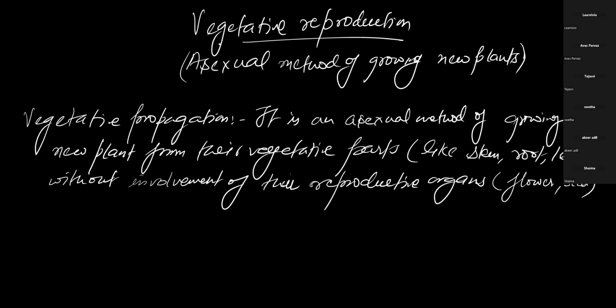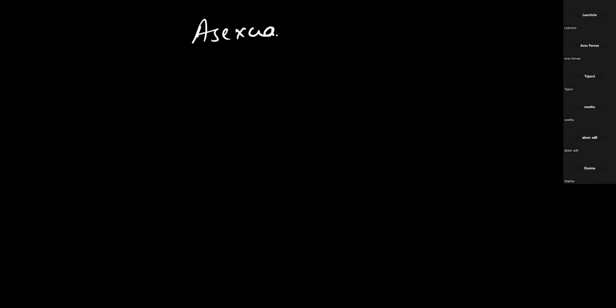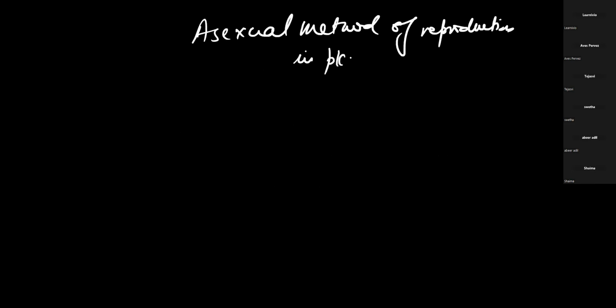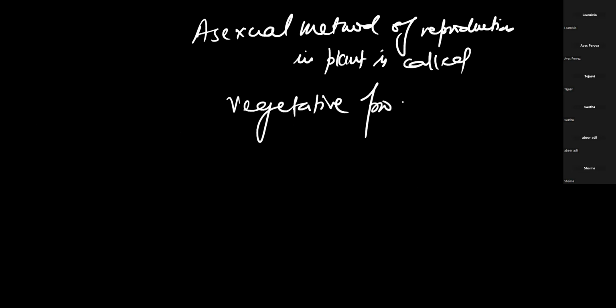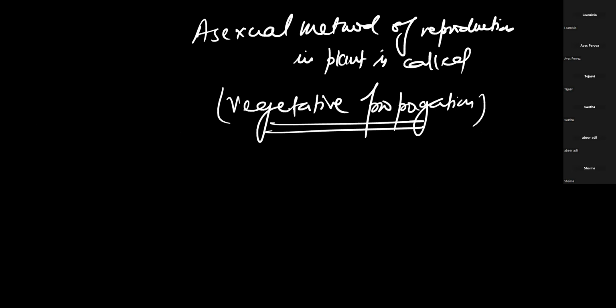Now today we're going to discuss the asexual method of reproduction in plants. The asexual method of reproduction in plants is called vegetative propagation. And what is vegetative propagation? Tell me, what is vegetative propagation?